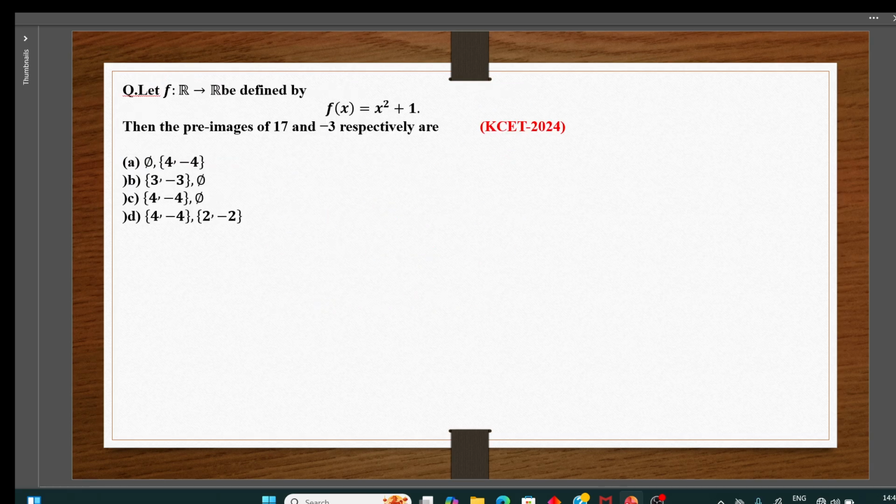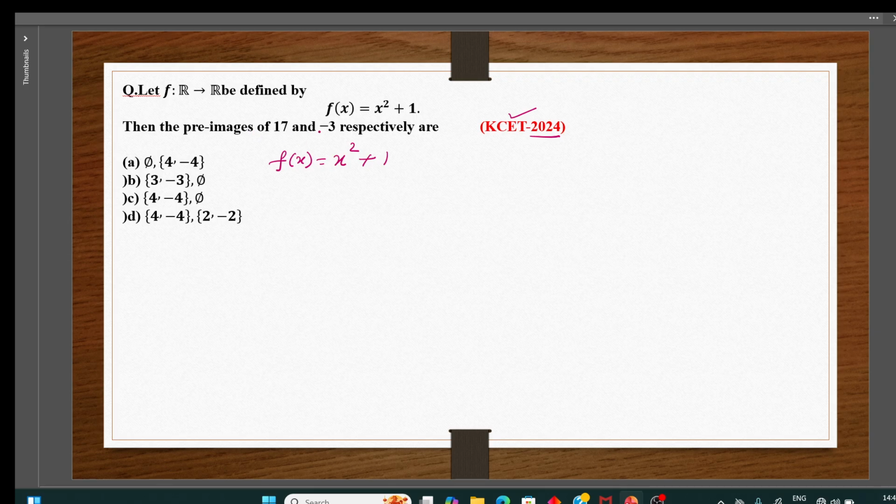Clear? Next question. Let function f from real numbers to real numbers be defined by f of x is equal to x square plus 1. Then the pre-images of 17 and minus 3 respectively are. So here we need to find the pre-images of 17 and minus 3. This question is from KCET 2024.